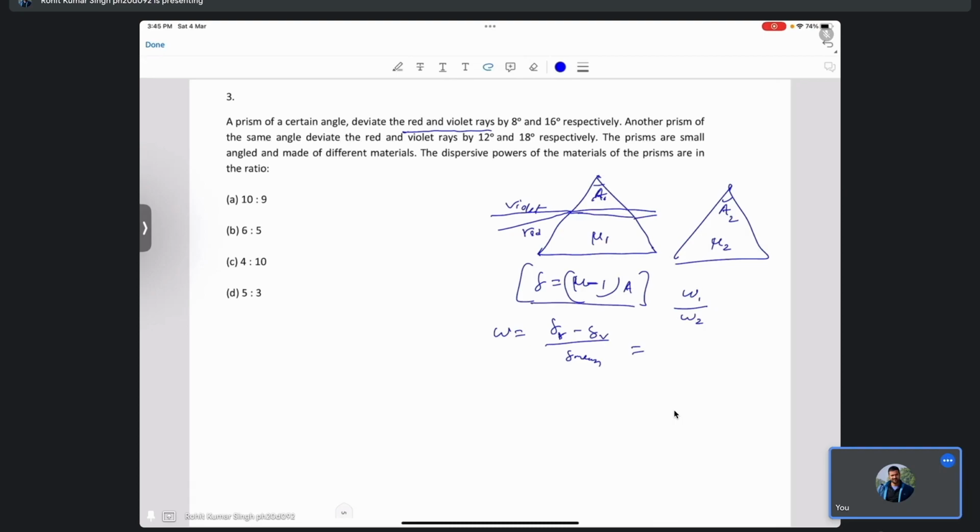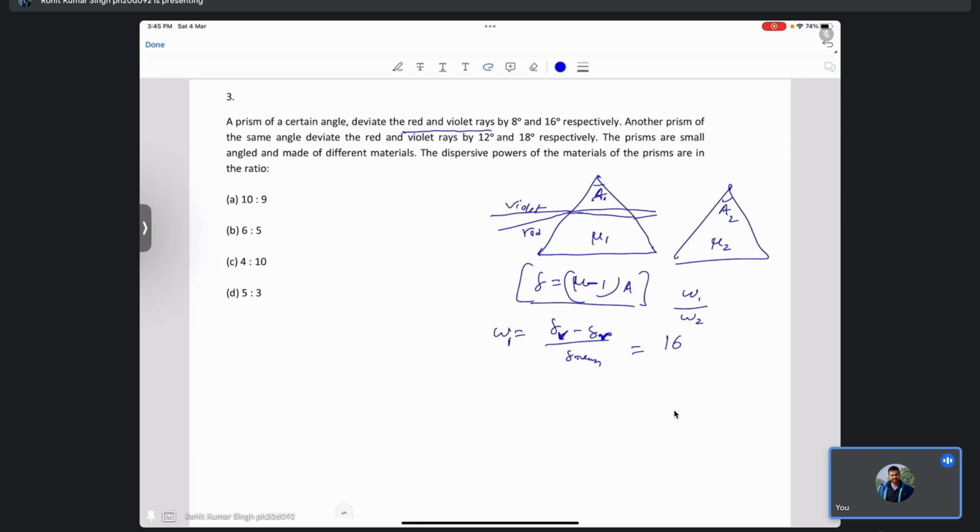But we have been given here the deviation angle of red and violet. So let's first calculate for this prism. What is the delta R? For red it's 8 degrees, and for violet it's 16 degrees. Oh wait, I think the formula has delta V minus, because the deviation angle for violet is always more than the red. So this is like this.